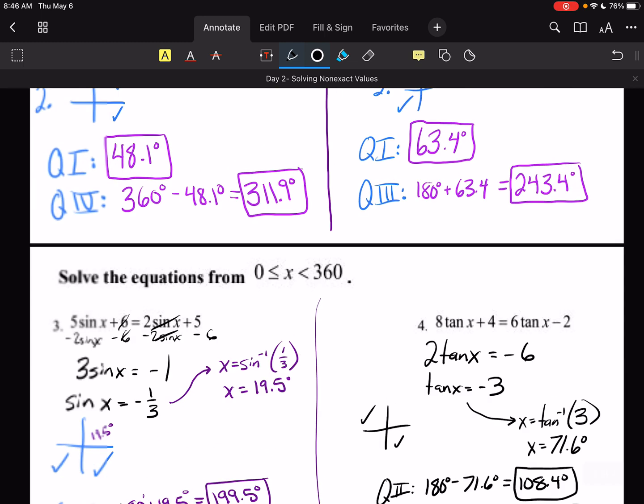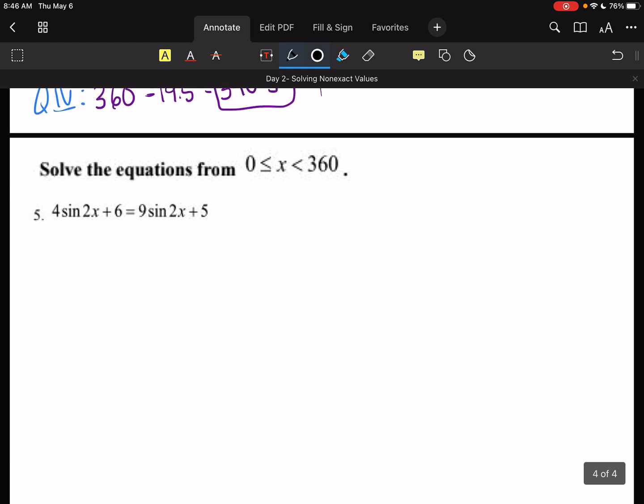All right, one more. Now we're going to look at another example of dealing with that double angle that I can't get rid of. So, moving everything, subtract the 9 sine 2x to the left, subtract the 6 to the right, I get negative 5 sine 2x equaling negative 1. And then I divide, and I get sine of 2x equaling positive 1/5. So this is where I look to see if I change it using the formula. It's not really going to help me at all. So I'm stuck with that sine 2x.